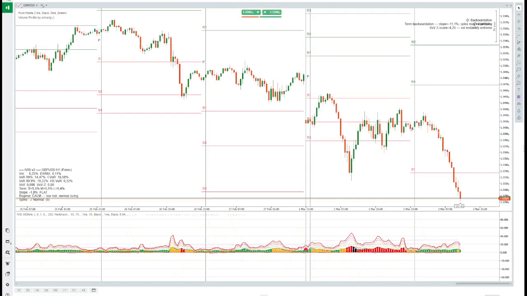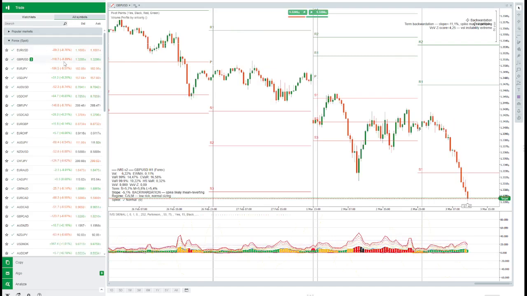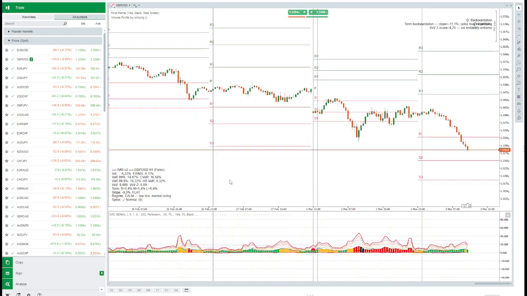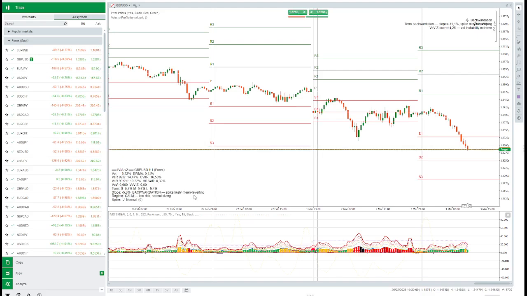Let me close this. Okay, no, let me keep it open. So you see the pound is almost 1% down today. It's selling off. You have in real time the alert of the slope of the term structure volatility. It tells you if it's flat, in contango, or in backwardation. This indicator will actually be super good for the oil market. You can see now it's reading contango. Now it tells you, okay, low risk, normal sizing.